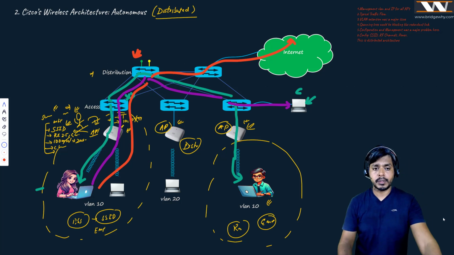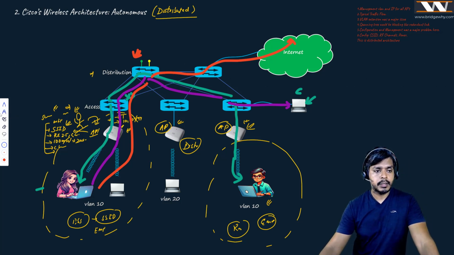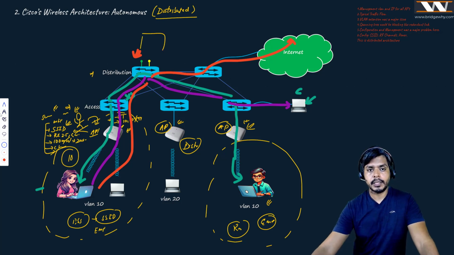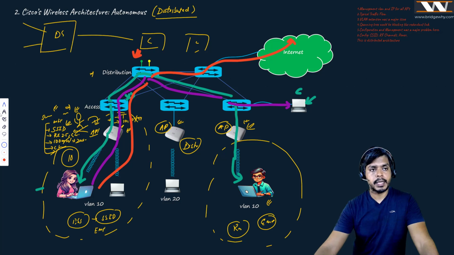There are many problems associated with it. For example, if we have VLAN 10 here, and suppose another building connects through the core, and you need to send it basically over these distribution switches and then access switches, right? And you need to extend this VLAN 10.